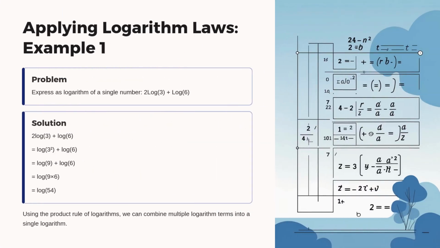Applying logarithm laws. Example 1. Problem. Express as logarithm of a single number. 2 times log of 3 plus log of 6. Solution. 2 times log of 3 plus log of 6 equals log of 3 squared plus log of 6 equals log of 9 plus log of 6 equals log of (9 times 6) equals log of 54. Using the product rule of logarithms, we can combine multiple logarithm terms into a single logarithm.